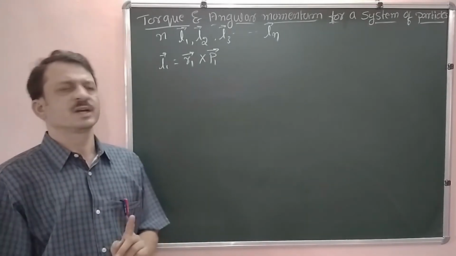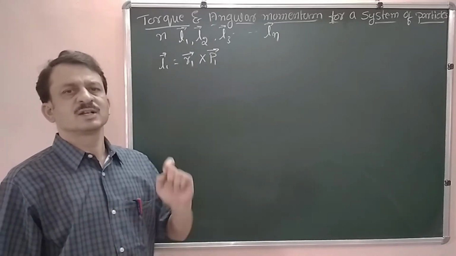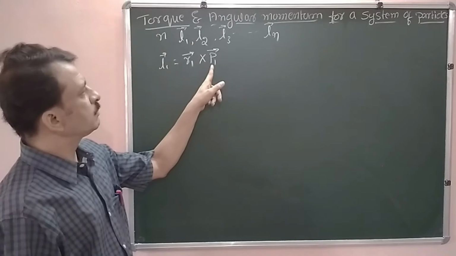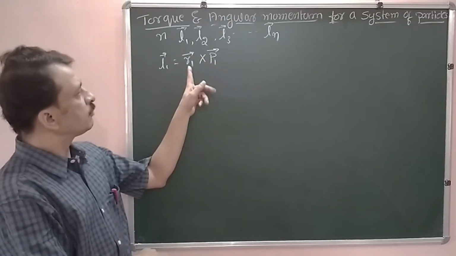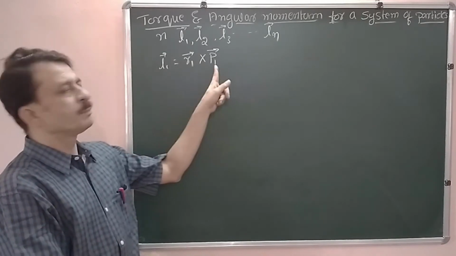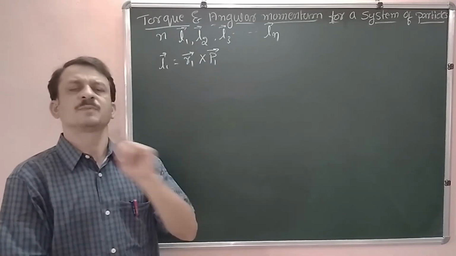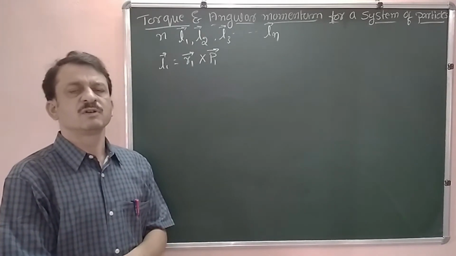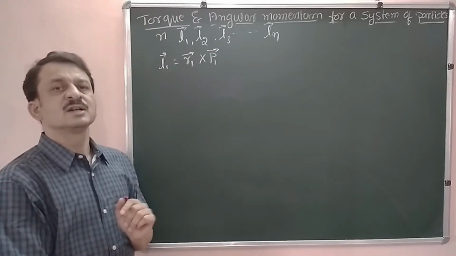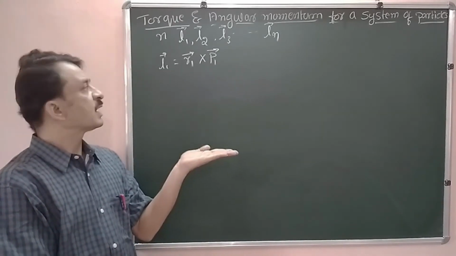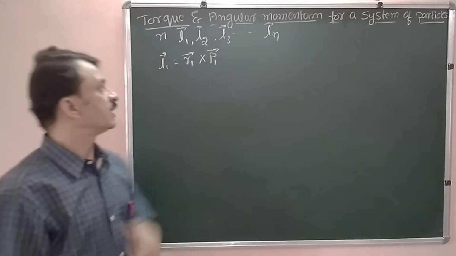We have a first particle which has a position vector r1, moving with a velocity v1, so its linear momentum becomes p1. If we take the cross product of r1 and p1, that gives the angular momentum of the first particle that we have studied. What is the direction? The direction of the angular momentum is always perpendicular to the plane containing the r1 vector and the momentum vector.